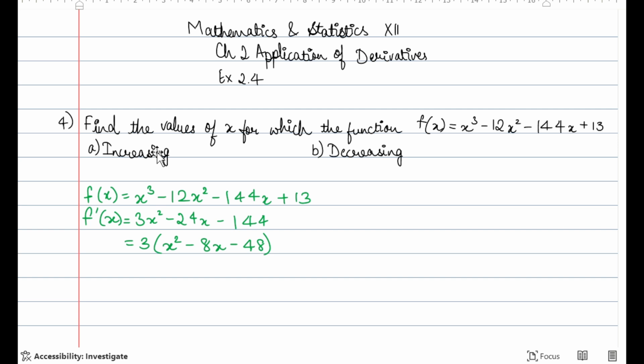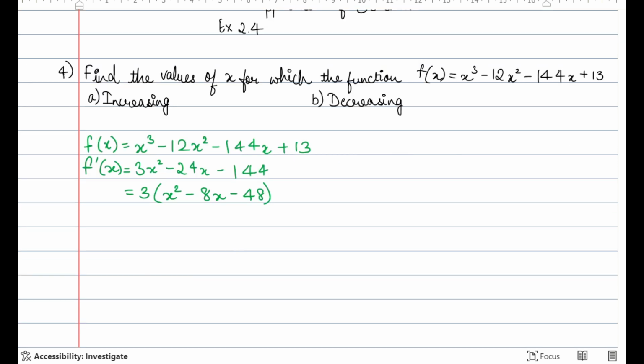You have to tell where the values of x are, where the function is increasing and decreasing. Like we already know, to find increasing and decreasing functions, you need to find the differential of the function, which I've done already in this case over here. So let's go on to the next part, which is to find where it's increasing and decreasing. If you see in this one, the 3 is a constant, so to find out if it's increasing or decreasing, we don't need the 3.